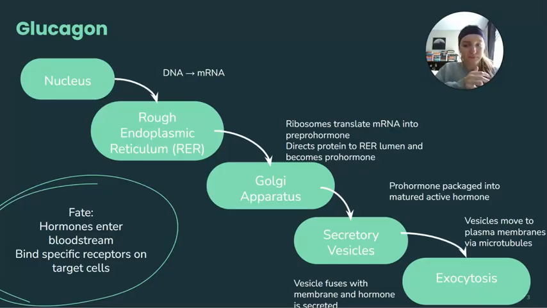The fate of glucagon is that hormones enter the bloodstream and then they bind to specific receptors on target cells. So more specifically in the pancreas, and making sure that this is developed and put into the bloodstream to help with blood sugar levels. So it's developed in the pancreas, then released into the bloodstream to help from there.